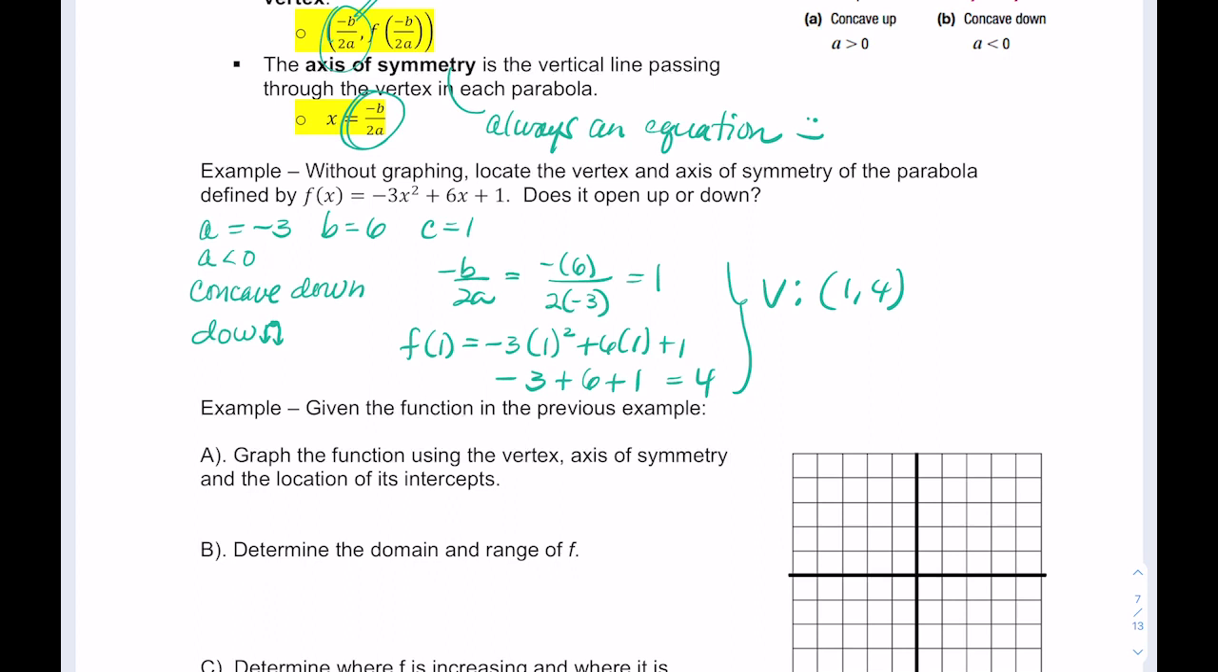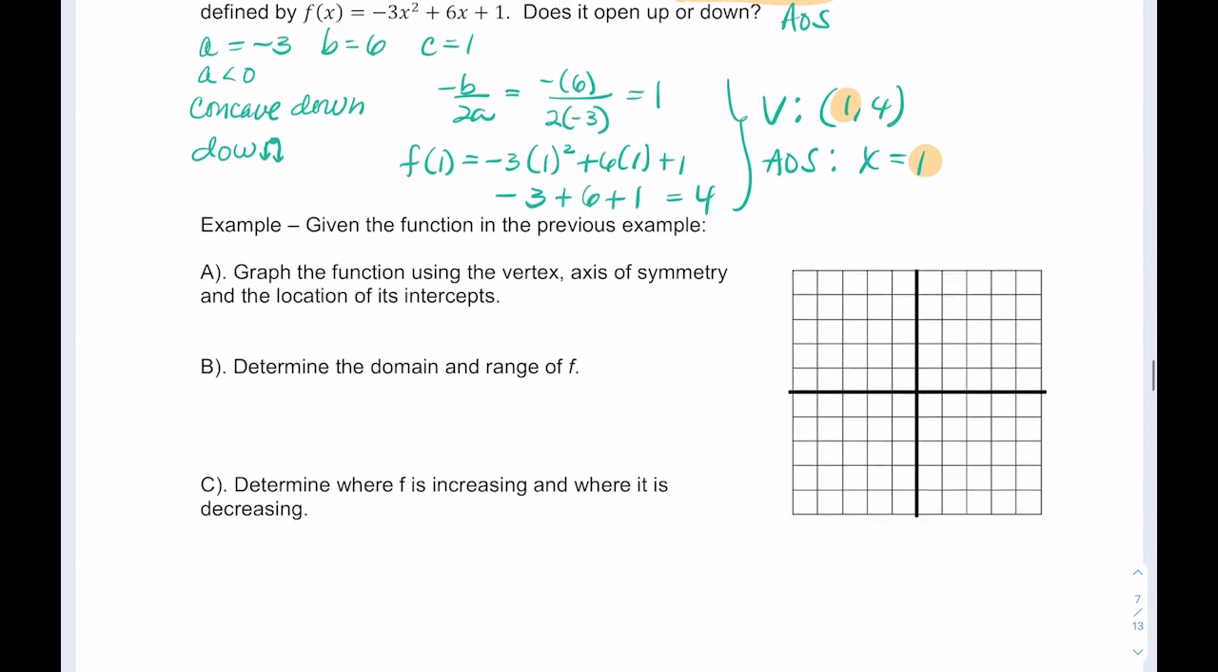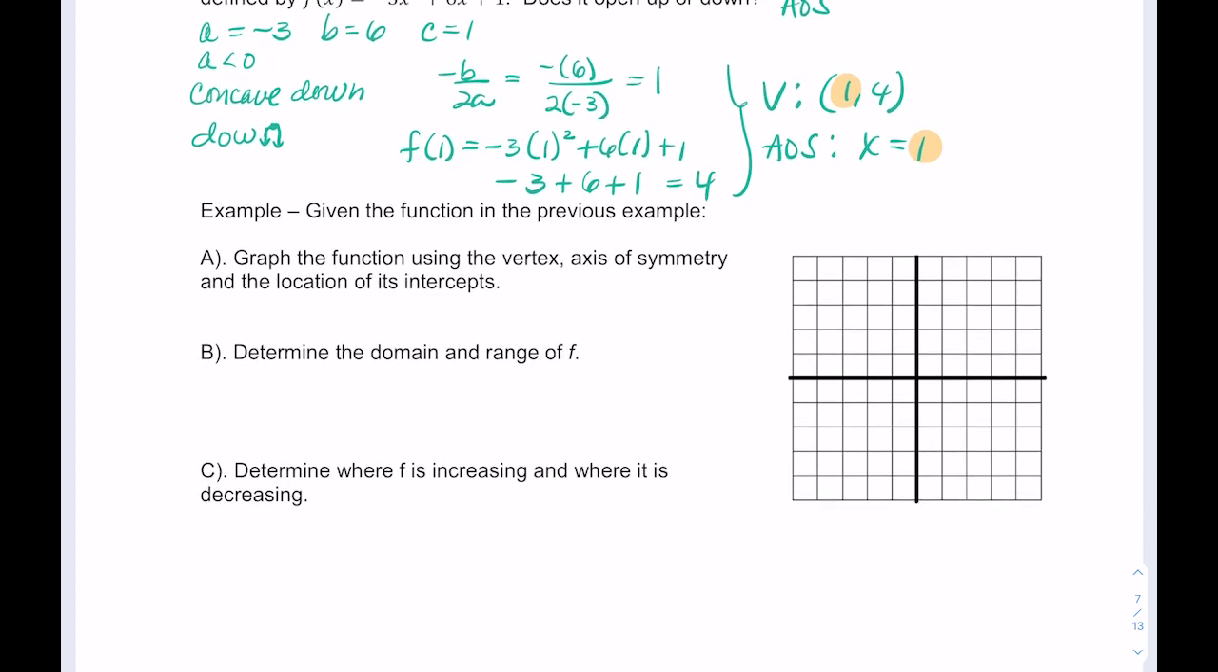And my axis of symmetry, which I'm going to label as AOS, is just whatever the x value of your vertex is, that's the axis of symmetry equation. So it's x equals 1. So now if I want to graph that, 1, 4 is right here, and I'm going to have, again, a vertical line going through the vertex.